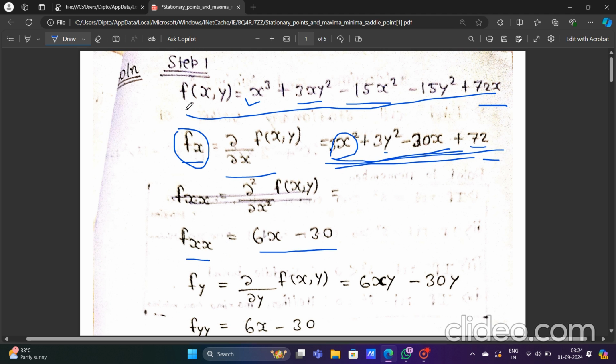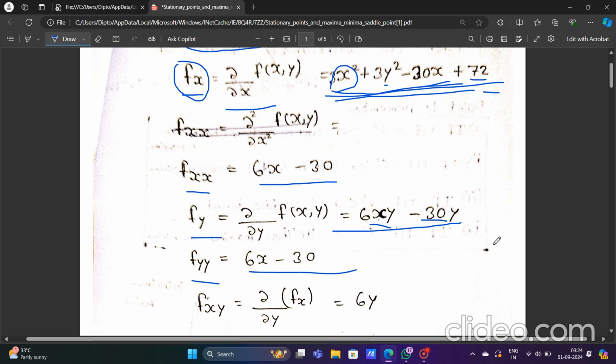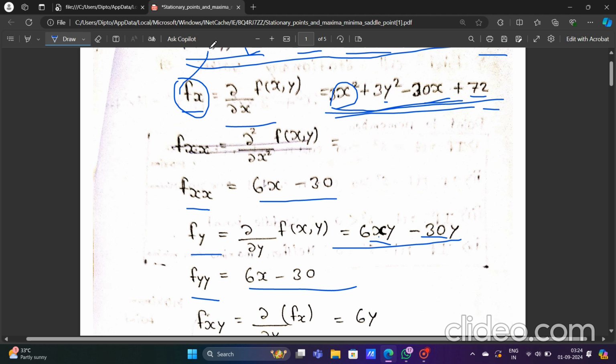Then we will take the function again, and we will do the derivative with respect to y, and we will get 6xy minus 30y. Then we will do the double derivative of it. We will do the derivative again with respect to y, so we will get 6x minus 30. Here you will get 6x, and here you will get minus 30. Now whatever we have obtained in the fx, that is when we have done the partial derivative of the function with respect to x, whatever we have obtained here, we will do the derivative of this function with respect to y. Okay, let me erase it at first.